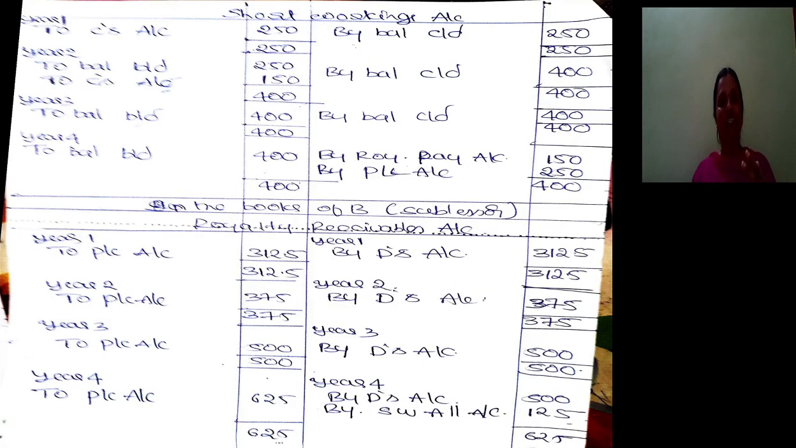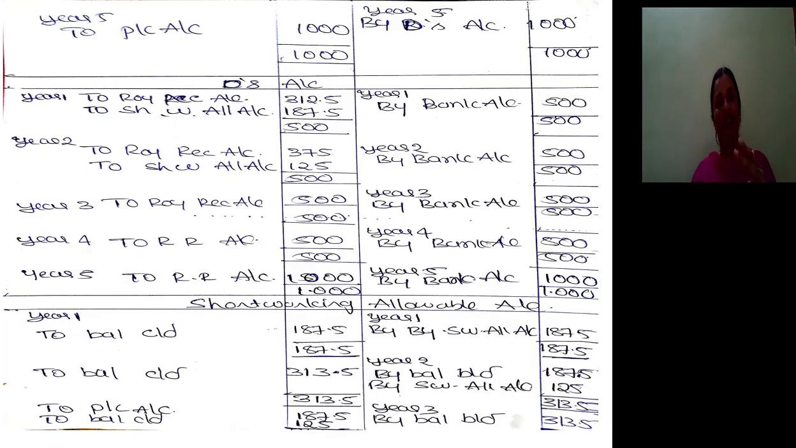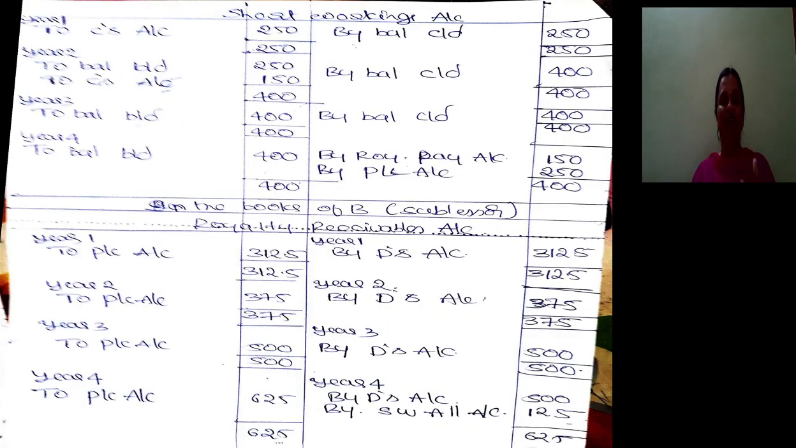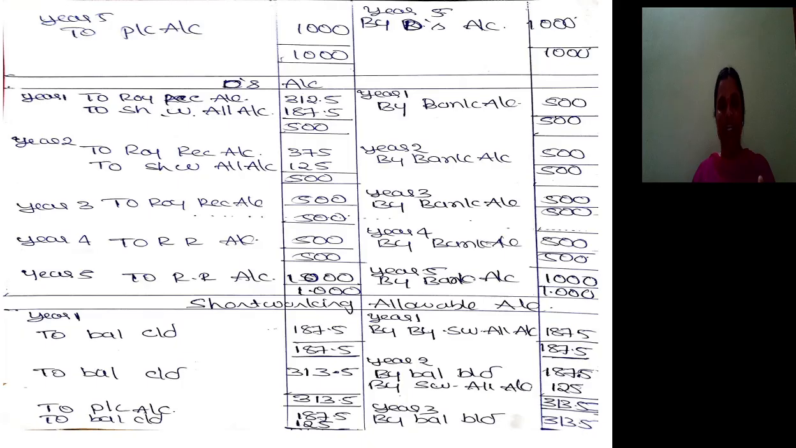So the journal entry in the books of B, who is the sublessor. First we have to pass what is that? The due entry. The due entry is lessee's account debtor, that is D's account debtor, to royalty receivable 500. In the royalty receivable account, by D's account 500. This royalty receivable should be closed by transferring it to profit and loss account.